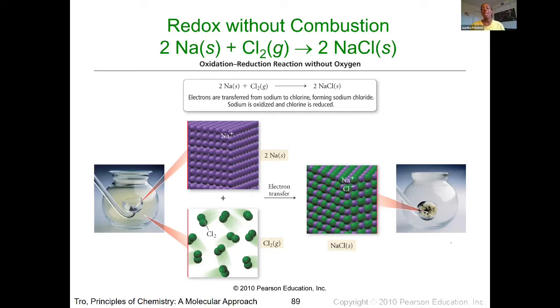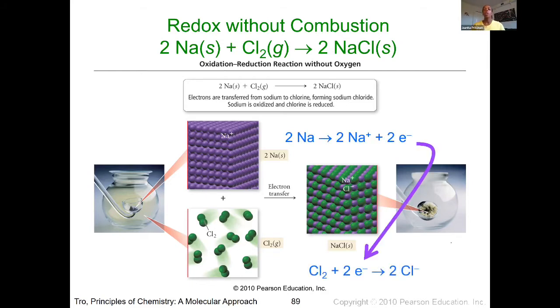We would say that sodium is oxidized because it has lost electrons, and chlorine is reduced because it has gained electrons. You can see these half reactions shown here, where sodium is just giving up its electrons to allow chlorine to become this negative species. Once those positive and negative ions are created, they can attract one another and something new is formed.